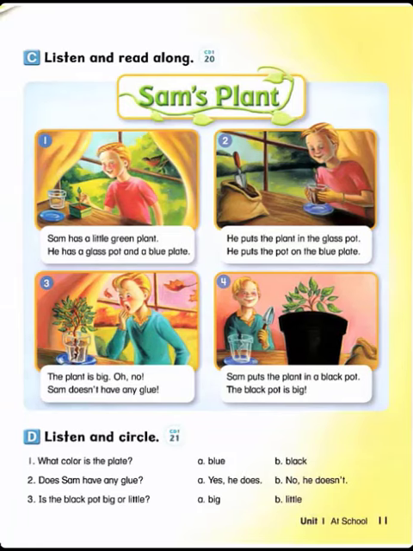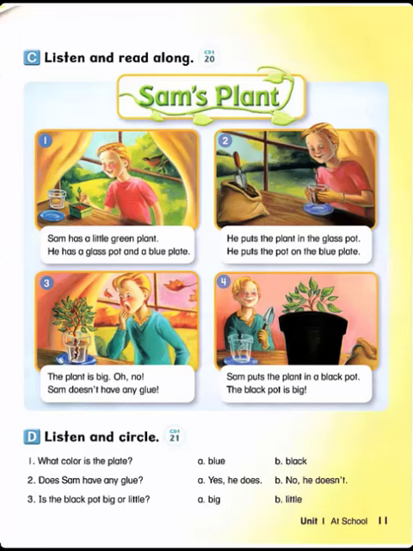Page 11. C. Listen and read along. Sam's plant. 1. Sam has a little green plant. He has a glass pot and a blue plate. 2. He puts the plant in the glass pot. He puts the pot on the blue plate.